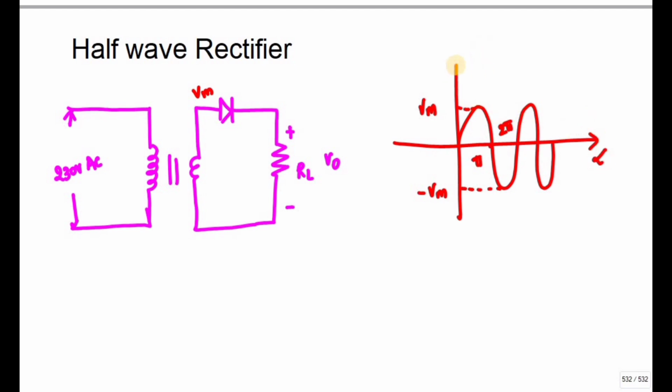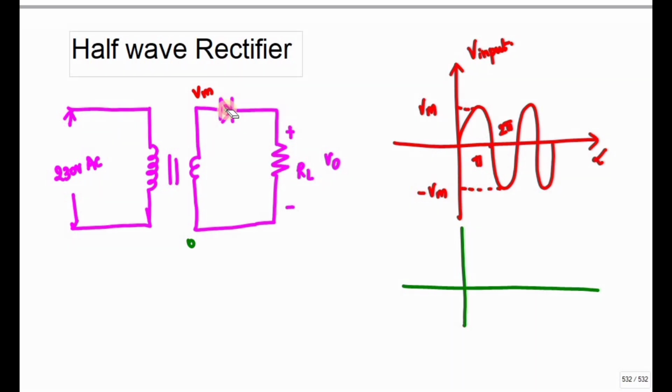Here I have drawn the input waveform. The maximum value I have taken as Vm, and the negative value is minus Vm, and it ranges from 0 to 2 pi. So the half cycle of this is ranging from 0 to pi. That signal gets repeated for the rest of the cycles, and on the x-axis I have taken alpha.